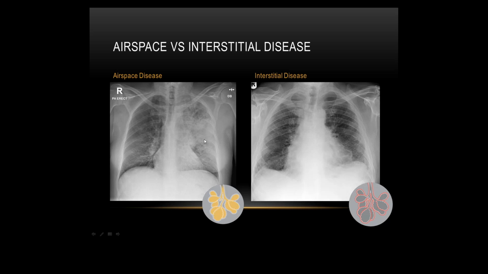You may not have, but you may see it more. I think we have another case of it later on, which shows it a bit better. But obviously, as they exhale, all that air will expel, and then you'll just get a big dense blob again, because you won't see the bronchograms.